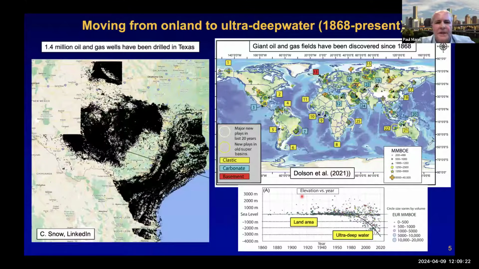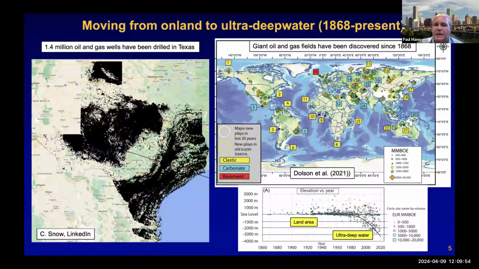Okay, so one of the themes that we're going to talk about today is moving from on land, shallow water into deep water. And we know this living here in Texas. We have over 1.4 million oil and gas wells drilled in Texas, these black dots. So over the last 100 years or so, there's been a migration from on land into the shelves of the Gulf of Mexico and now into the deep water Gulf of Mexico. And we'll see the same pattern happening in other places now, like the South Atlantic.